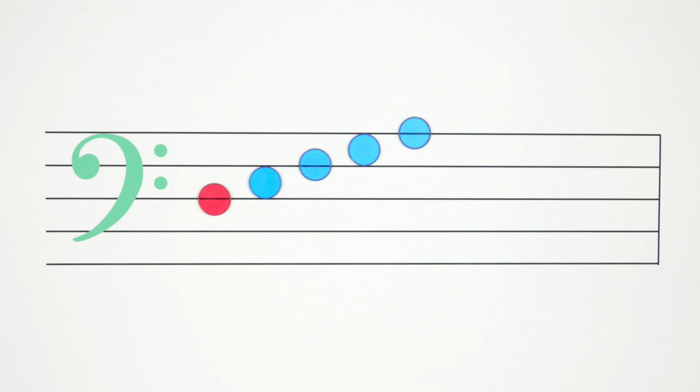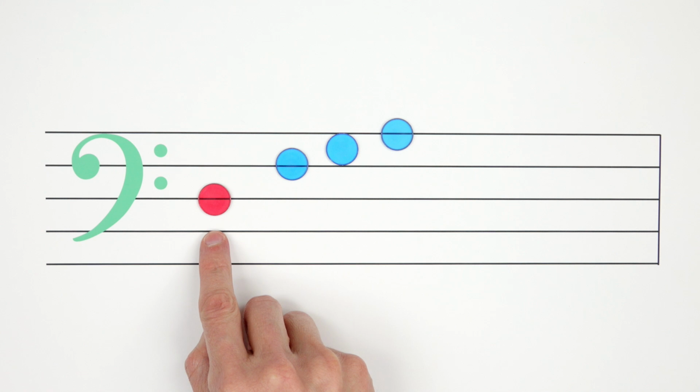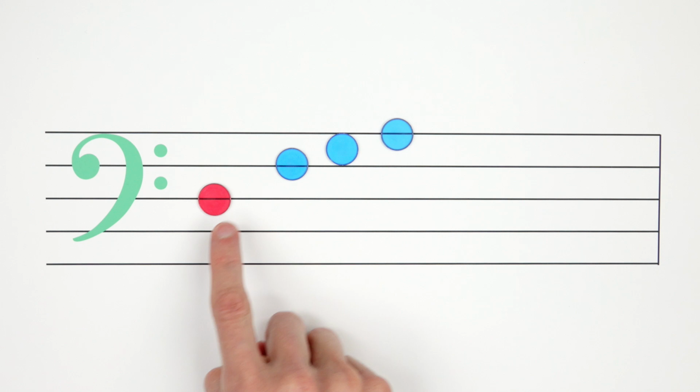Now, in the first phrase of Wild Horses, we start on do, and then we skip up. Notice how I took away that re. So now we have do, me, fa, so. Now point and sing with me. Go. Do, me, fa, so.